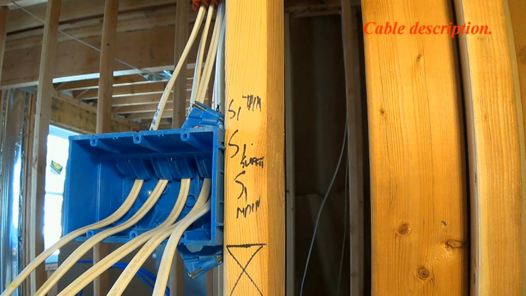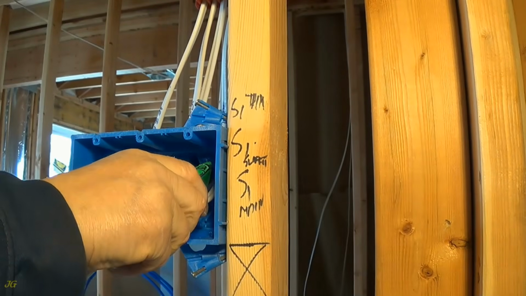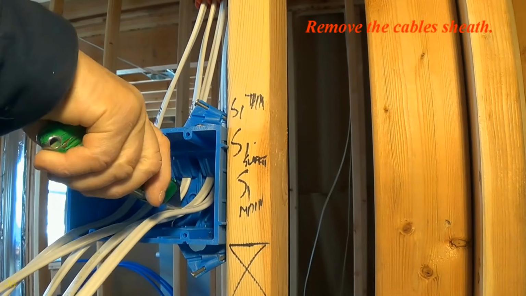Cable description. Cable from the power source. Cable to power other outlet. Cable to the exhaust fan. Cable to the recessed light. Cable to the vanity light outlet. Remove the cable's sheath.